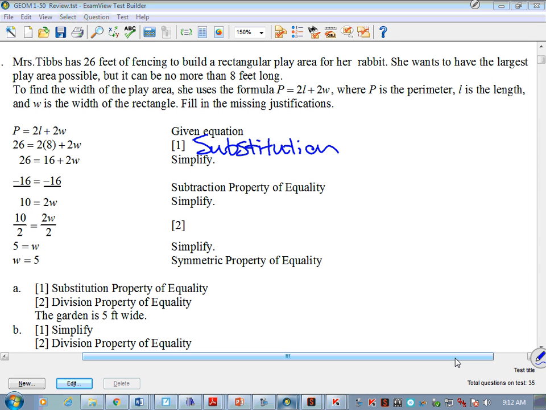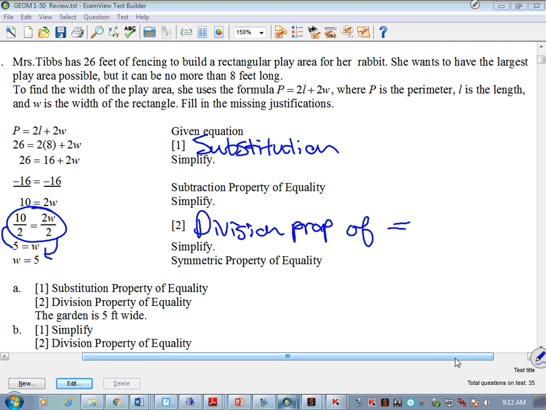And then from 10 equals 2W, we see this step right here. What is taking place there? Division property of equality, because I'm dividing by the same thing on both sides. So what we get is 10 divided by 2 equals 5, and 2W divided by 2 equals W. And then finally, they just switch it. So we did get the division property of equality.